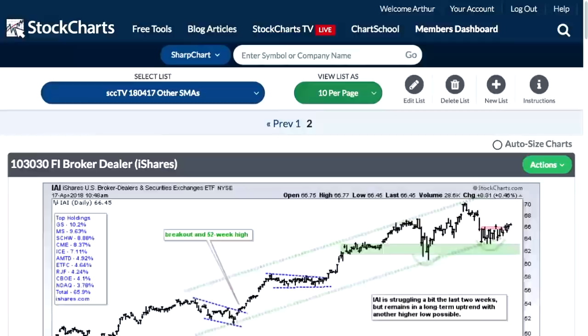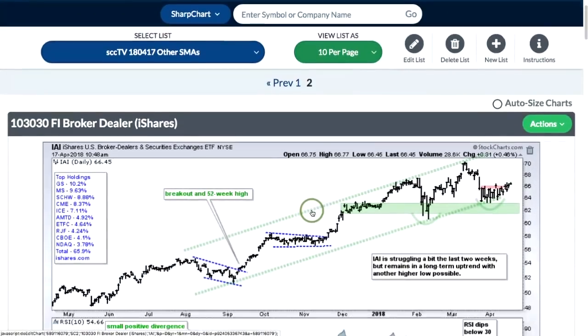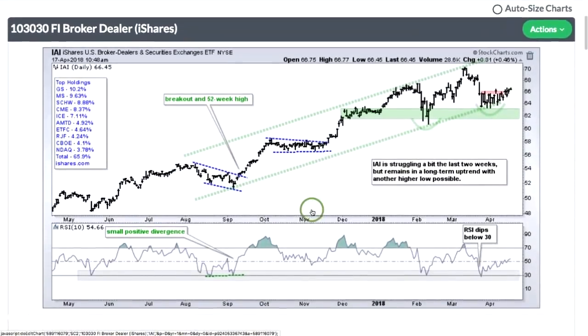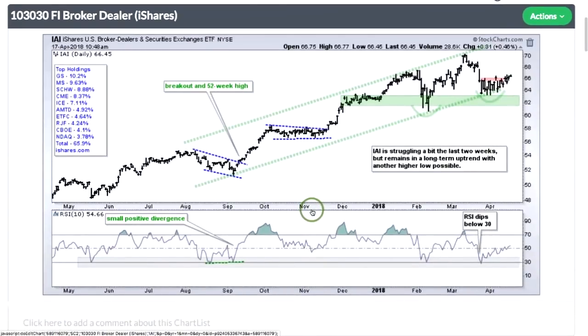Moving on to the next page. Got the broker-dealer iShares. Now, the finance sector struggled a little bit over the last few weeks, and this one has too. I'm still bullish because there's a clear uptrend here. Had a nice sharp decline to the upper end of that support zone, and starting to work our way higher. I could draw a little wedge or a pennant and say that's bearish, but when the bigger trend is up, I tend to ignore short-term bearish patterns.